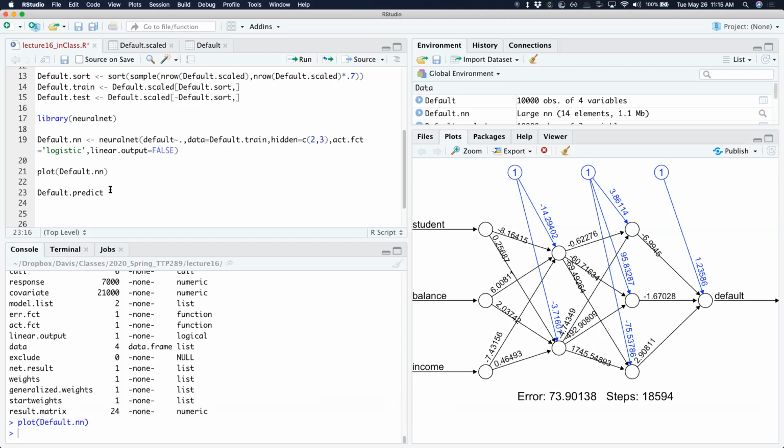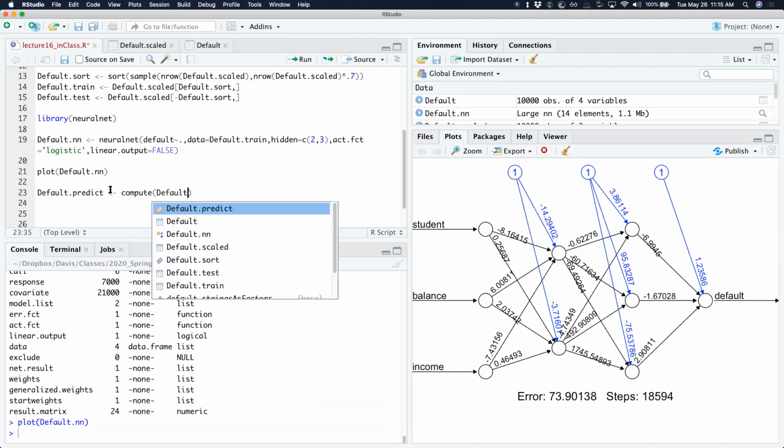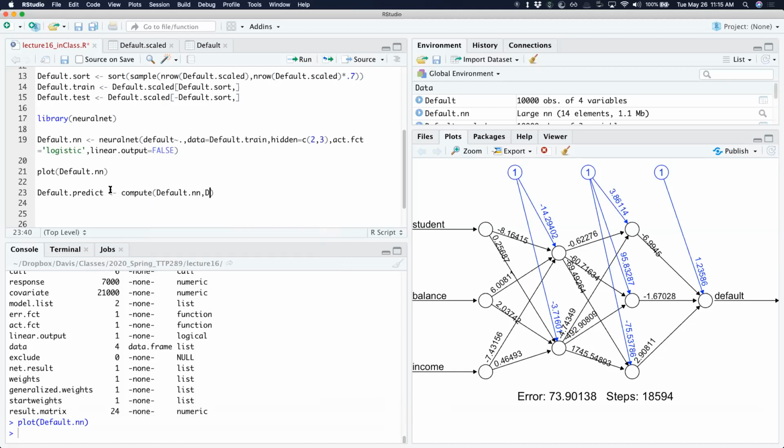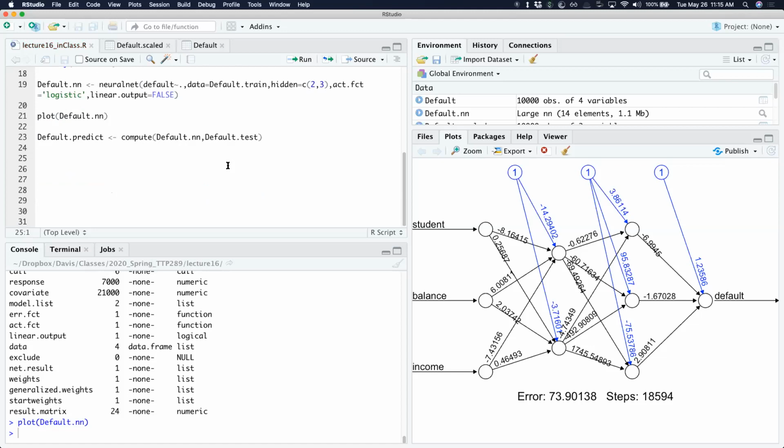So I could grab the predictions. Instead of using the predict function, it uses what's known as the compute function. Similar to predict, you give it the model and then you give it new data. If you don't give it any new data, it's just going to predict the in-sample outcomes of your y's.